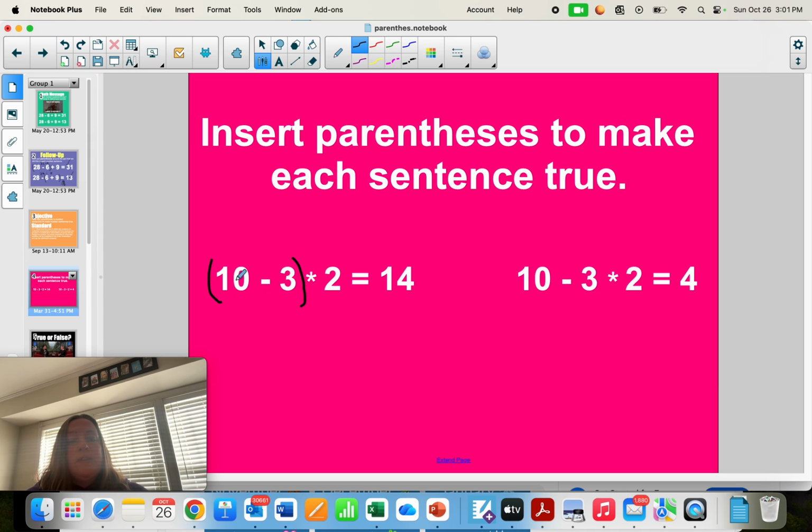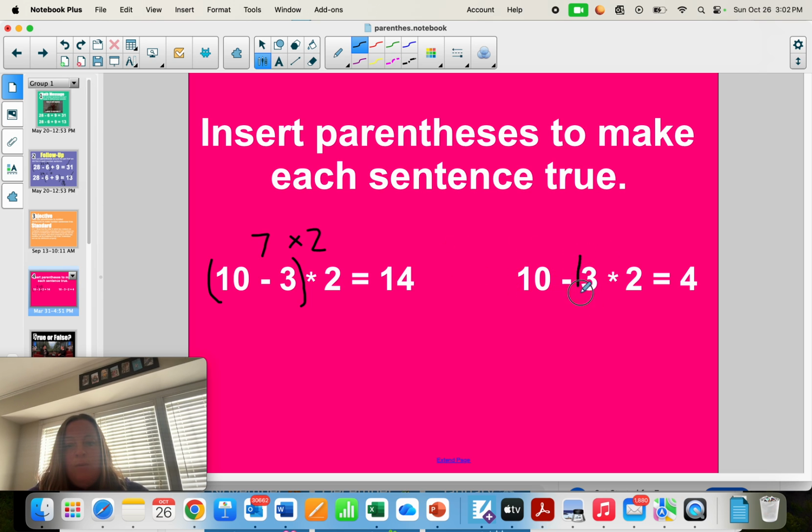So let's see. 10 minus 3, I have to do that first because that's in parentheses. So 10 minus 3 is 7. I always want you to put the answer above or below. I don't care which, but I want to see that you are actually solving the problem, not just guessing. So 10 minus 3 is 7, and then I have to finish it. What's left? I have to times by 2. So 7 times 2 is 14. So this is the correct place for the parentheses in this first number sentence. Now for this one, I know I'm not going to put it around the 10 and the 3 because I already did that.